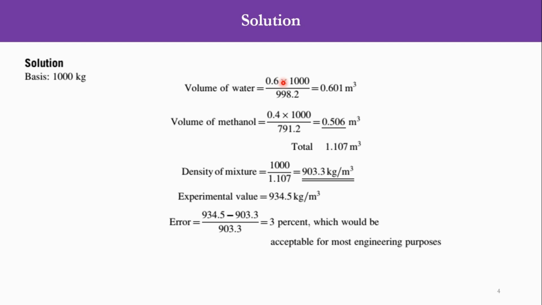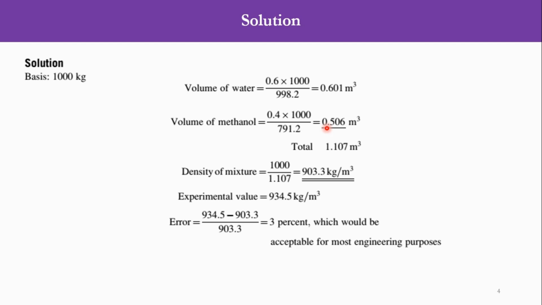Now we have to calculate the volume. So kg over kg per cubic meter will give us the volume. For this we divide by the density of water at 20 degrees centigrade, which was given as 998.2. So we get 0.601 cubic meter. In the same way, we will calculate the volume of methanol. First we multiply 1000 by 0.4 to ensure that we are calculating the quantity related to methanol only. Then we divide it by the density, which is 791.2 at 20 degrees centigrade. So we get the volume of methanol as 0.506.